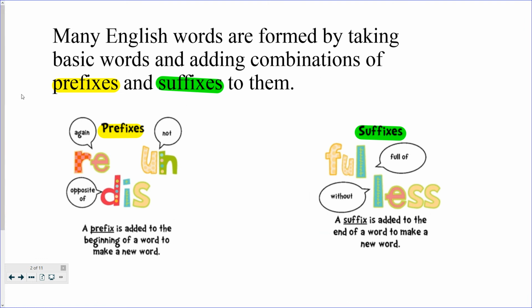Many of our English words are made by adding prefixes and suffixes to the root word, which will change the meaning. Like if we put un in front of the root word, it means not. Re means again. Dis means opposite of. Suffixes come after the end of the word. Full means full of. Less means without. So it can change the root.